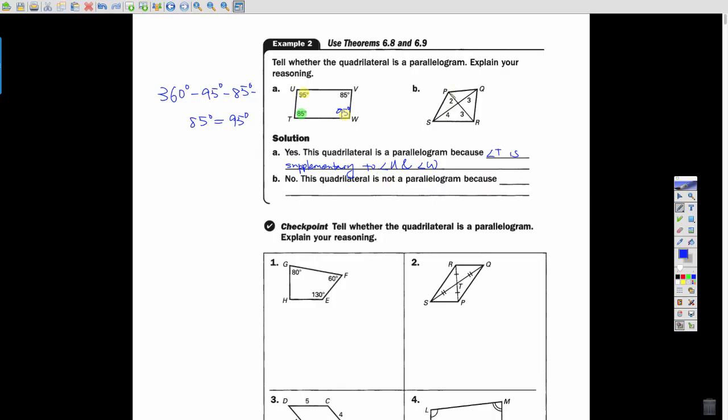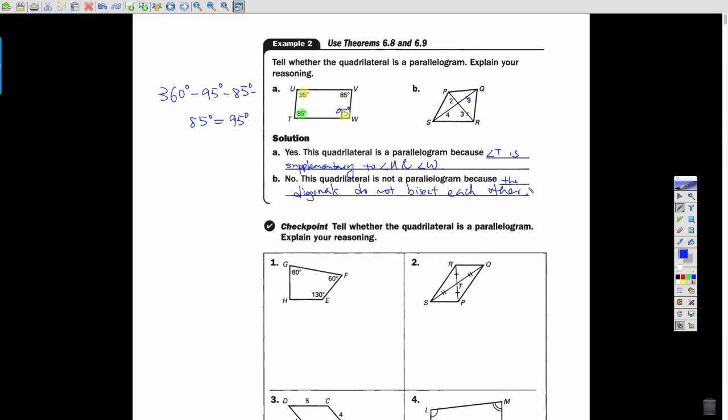Okay, the second one is not, because look at the diagonals. These two are congruent, but they don't bisect each other, right? So for a parallelogram, the diagonals have to bisect each other. So you can just say because the diagonals do not bisect each other.